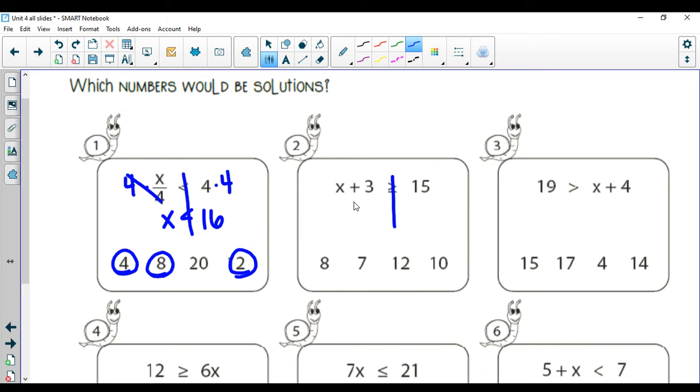In this next example, we're going to go ahead and subtract 3 on both sides. And we're going to get x is greater than or equal to 12. Numbers greater than or equal to 12 are just 12.